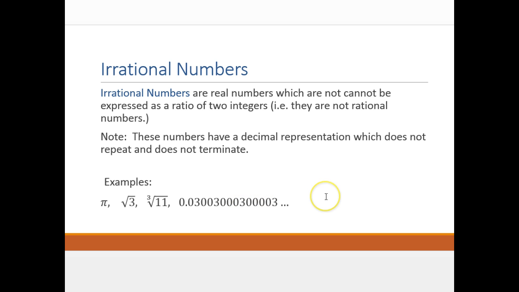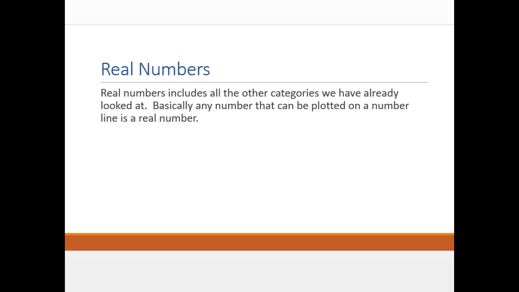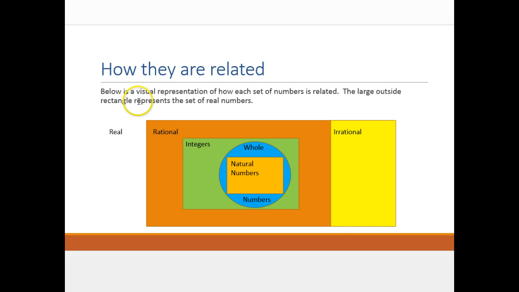And this gives rise to the last category we're going to talk about in this section, which is real numbers. Real numbers are basically anything that we've already looked at, anything that you can put on the number line. So how are all these numbers related? Well, if you want to look at it like this, this is kind of a Venn diagram. If we think of this large outer rectangle, which includes both the orange and yellow part, this represents our set of real numbers. So everything we're going to look at is a real number.